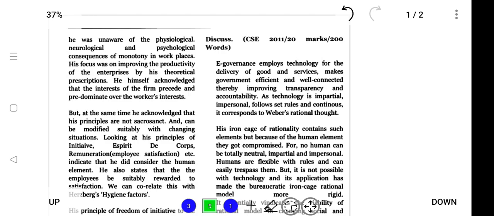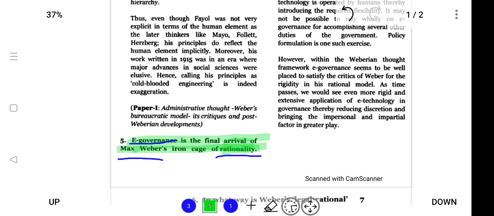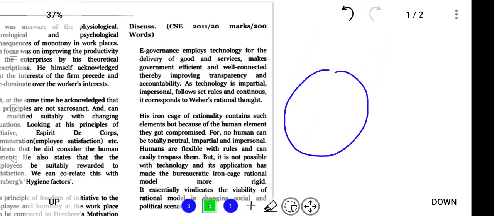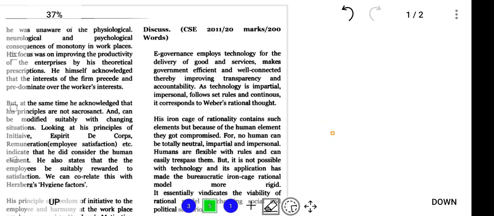So the question is whether Max Weber's model is fully completed by e-governance, that is the iron cage of rationality. That means Max Weber's theory, the ideal bureaucracy, is completed by e-governance. What does that mean? E-governance uses internet technology and computers to govern. So a machine does not have any empathy, no corruption. It does not recognize you or a rich person. It treats everyone equally. So this goes in line with Max Weber's theory of ideal bureaucracy.